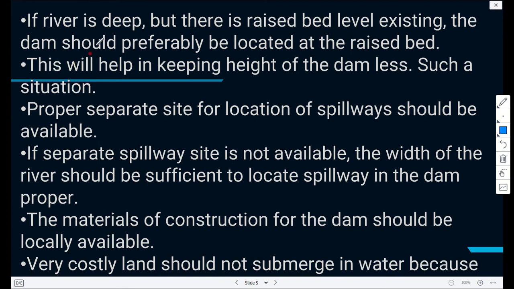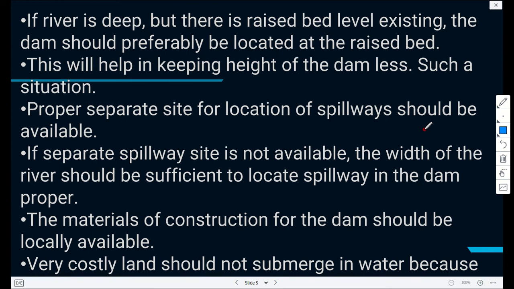So when the river is deep but there is a raised bed level existing, the dam should preferably be located on the raised bed. This will help in keeping the height of the dam less. In such a situation, a proper separate site for location of spillways should be available. Spillways are kind of breathing routes, in quotes. They allow the water to escape safely if there's too much water.